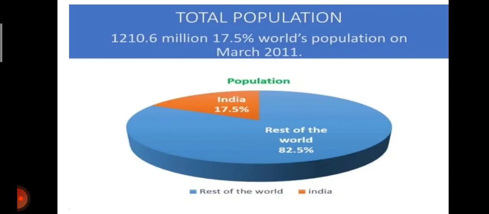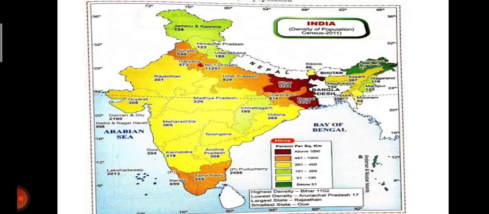Means if we see a 360 degree pie diagram, we can see India's share is 17.5% in it. If we count 100% of the world's population, India has 17.5%. The rest of the world has 82.5%. Means India has a high population.